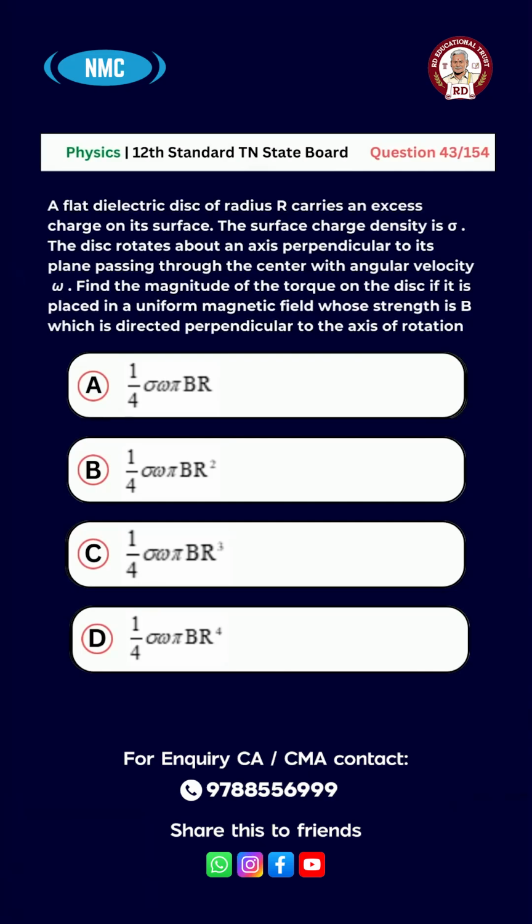Option A, 1 by 4 sigma omega pi B r. Option B, 1 by 4 sigma omega pi B r square. Option C, 1 by 4 sigma omega pi B r cube. Option D, 1 by 4 sigma omega pi B r power 4. And the right answer for this question is option D, 1 by 4 sigma omega pi B r power 4.